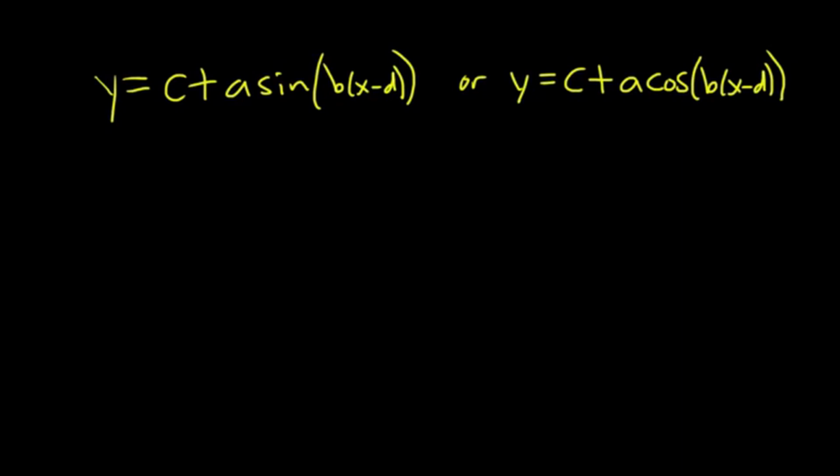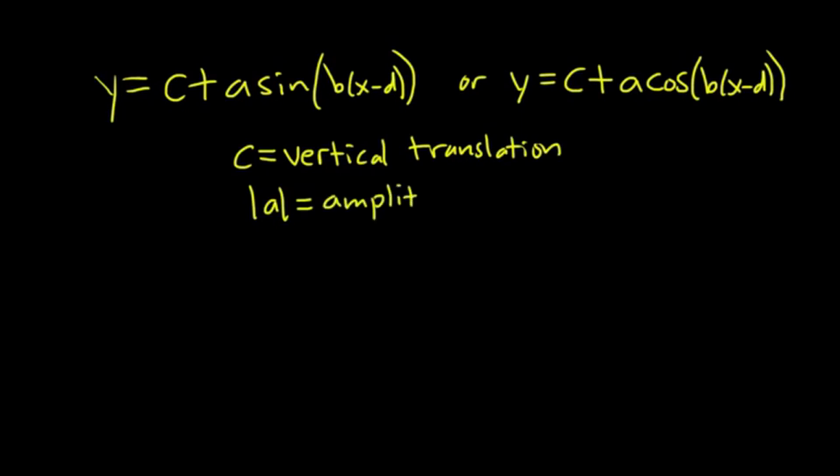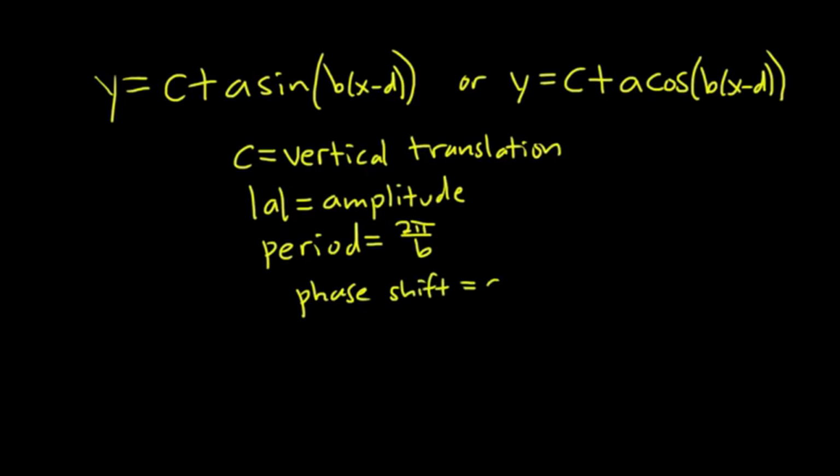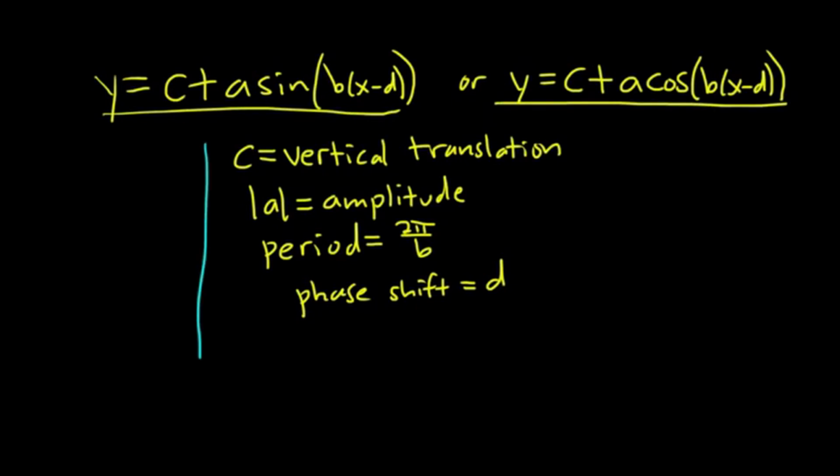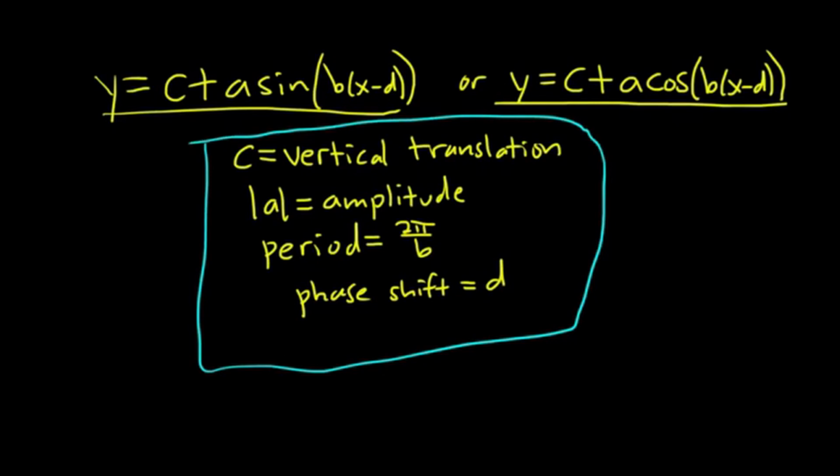So using all of this, we have some stuff. So c here is the vertical translation. And the absolute value of a, that's the amplitude. And the period, we talked about this before, but the period here is 2 pi over b. And then the phase shift is d. So whenever you have things that are in this form, like this or like this, these are the answers to the vertical translation, amplitude, period, and phase shift.